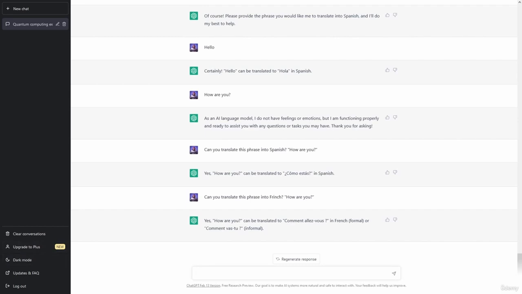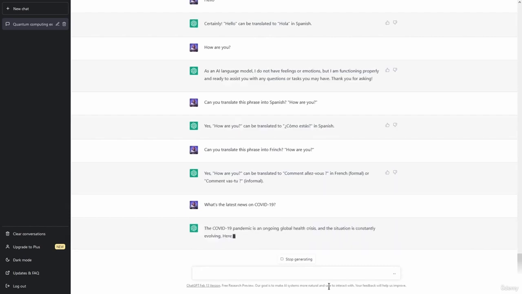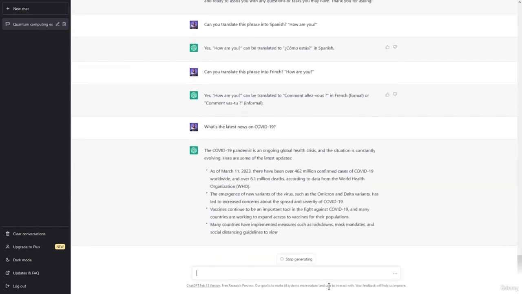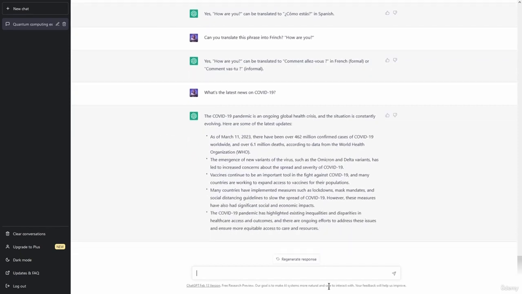All right, so now we're going to ask it for the latest news on COVID-19. And keep in mind that it did have the ability to track information. So it does recognize the date, and while it does not have access to information beyond 2021, let's go ahead and double check this with Google.